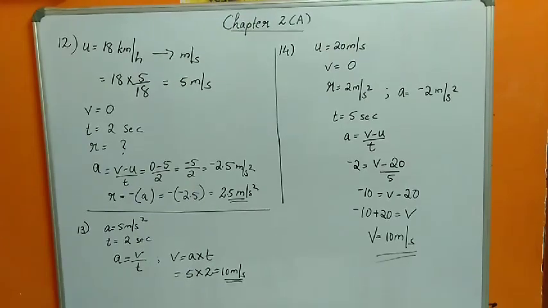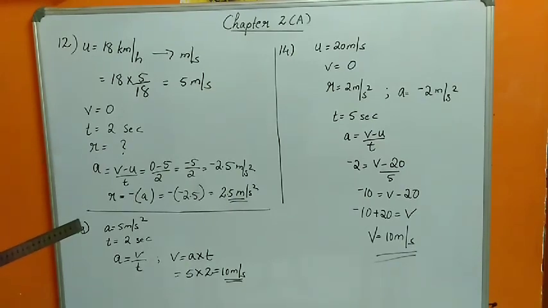Dear children, we are continuing with the chapter 2a. Question number 12. A toy car initially moving with a uniform velocity 18 km per hour. So it is given a toy car is initially moving 18 km per hour. Comes to stop in 2 seconds.